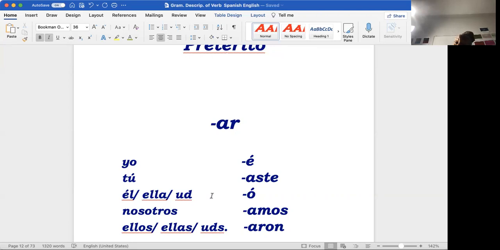Amos, just like in the present indicative, it's the same. So there you do need context. Ayer, hoy, siempre, anteayer. Ayer means yesterday. Anteayer means the day before yesterday. So I need to know whether it's the present or the past. Is it a presente indicativo or is it a pretérito? Because it's the same as the present tense.